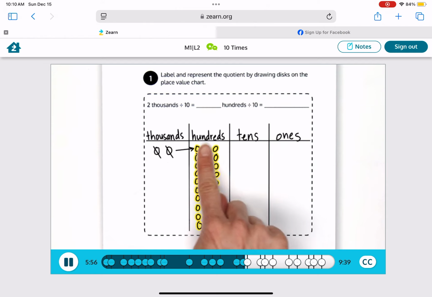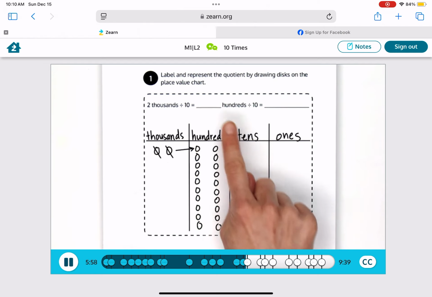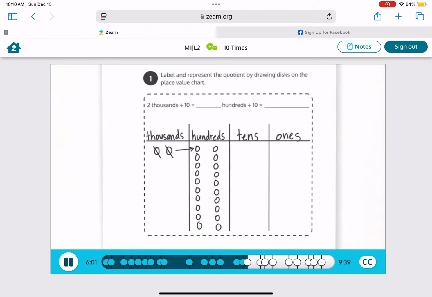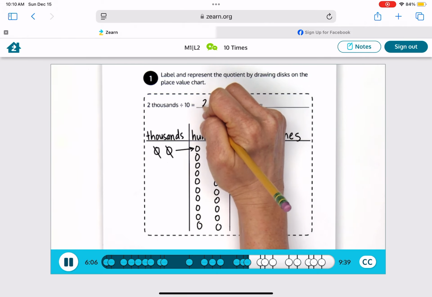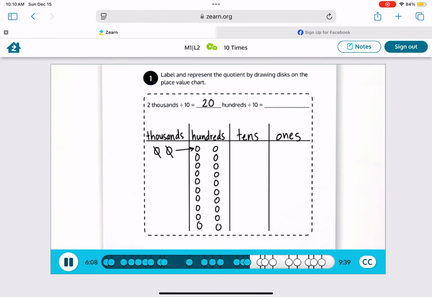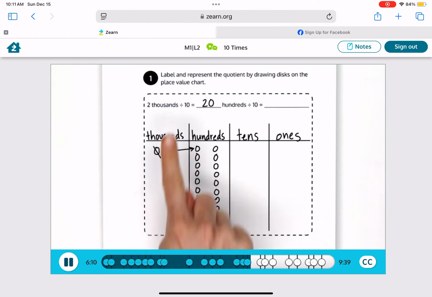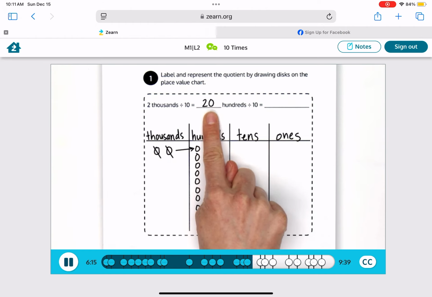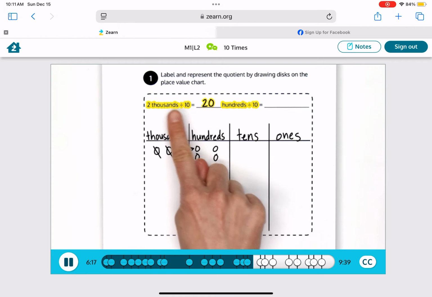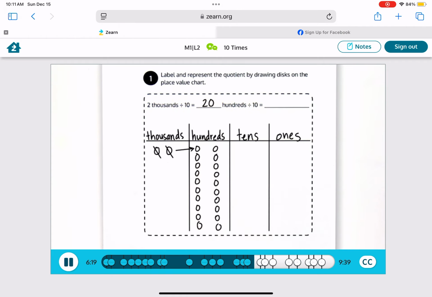How many hundreds are in 2,000s? Write that here. There are 20 hundreds in 2,000s. We've rewritten our original problem, 2,000s divided by 10, as 20 hundreds divided by 10. These expressions mean the same thing. Now we have enough units to put in groups of 10, so we're ready to divide.